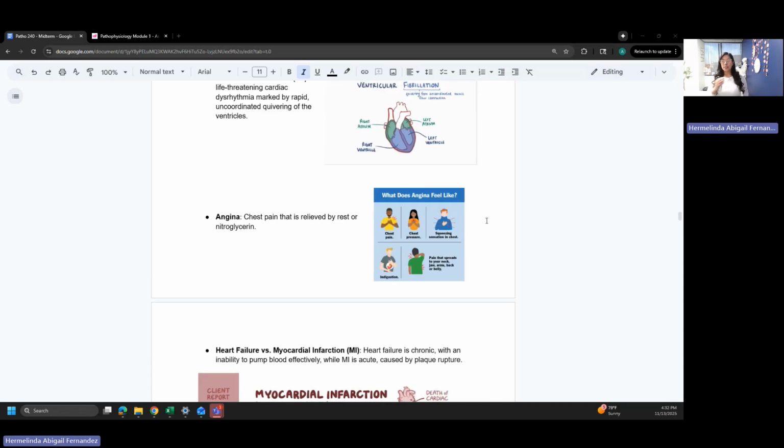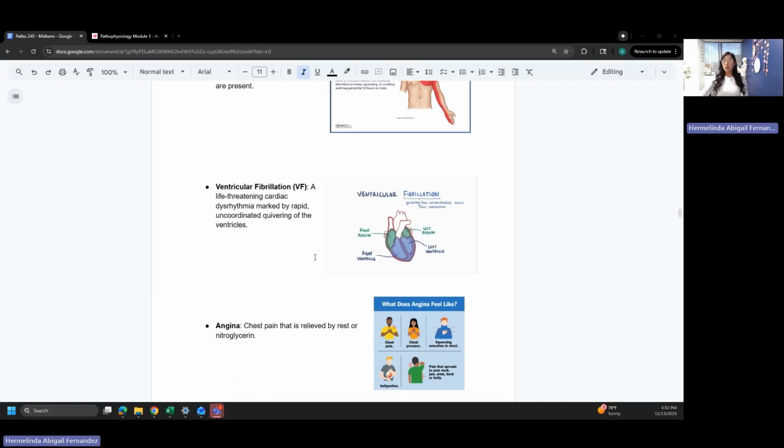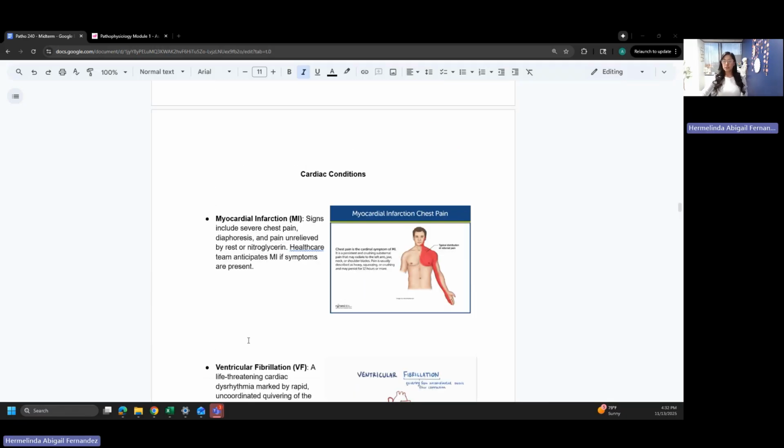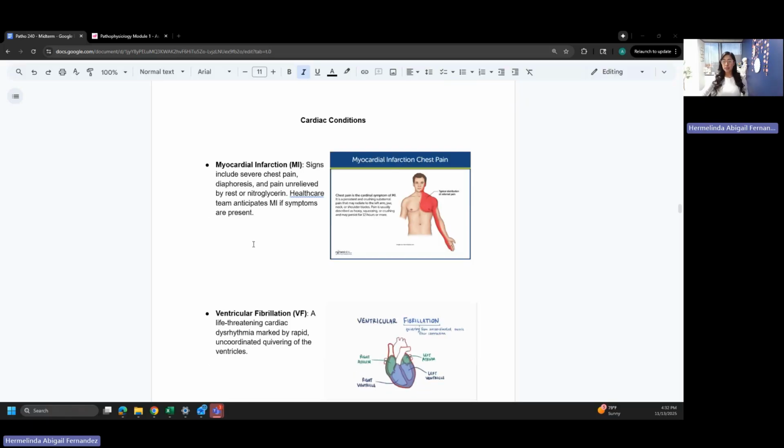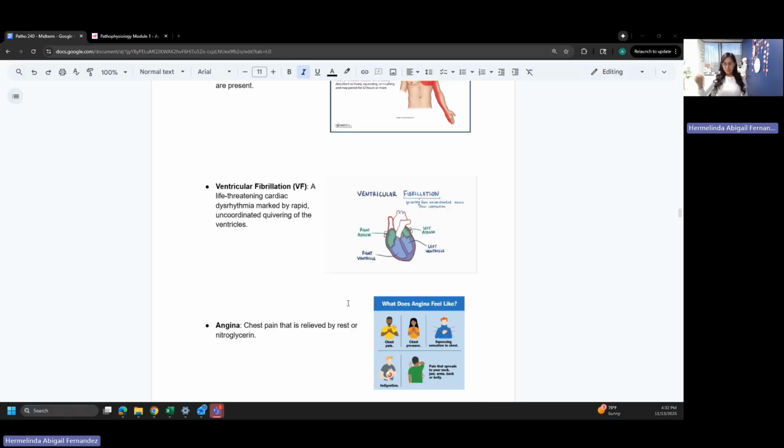Angina, so this is chest pain that is relieved by rest or nitro, okay? What is not relieved by nitroglycerin, that's going to be an MI. And angina, that is going to be relieved by nitro or rest.